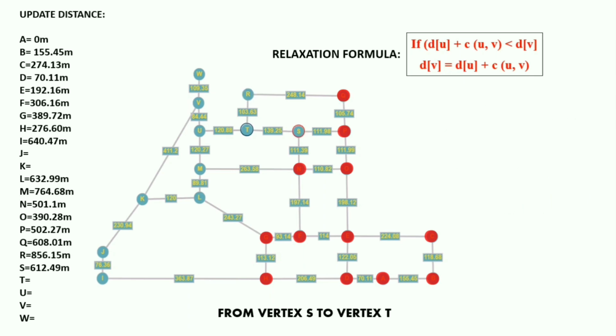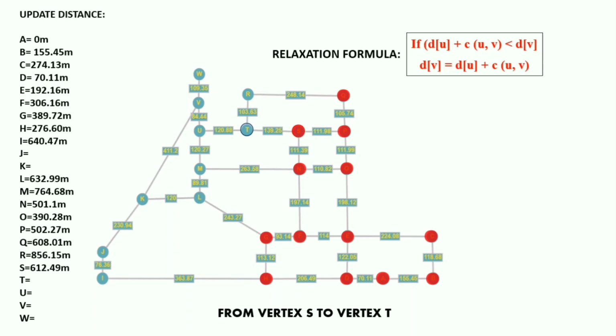So for now, if we find the shortest path among 632.99 meter, 764.68 meter, 640.47 meter, 612.49 meter, 608.01 meter, and 856.15 meter, and infinite for all other remaining vertex, the shortest path is 612.49 meter. So we pick vertex S.